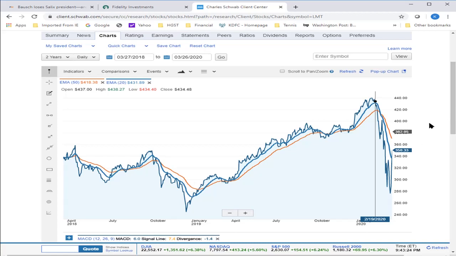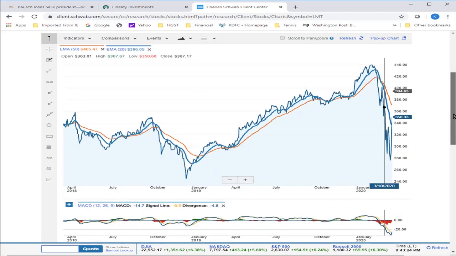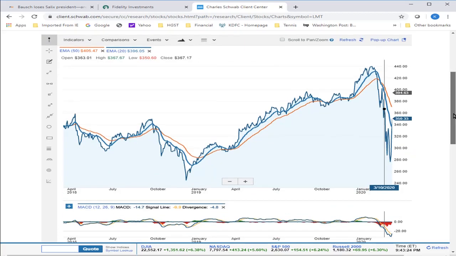Okay, so this is essentially the exponential moving average, or the moving average crossing, that has been one of the hallmarks of many trading in the past. It's less used today than it has been in the past. So let's go on to some other indicators.